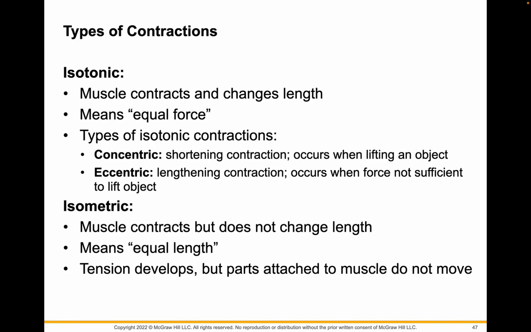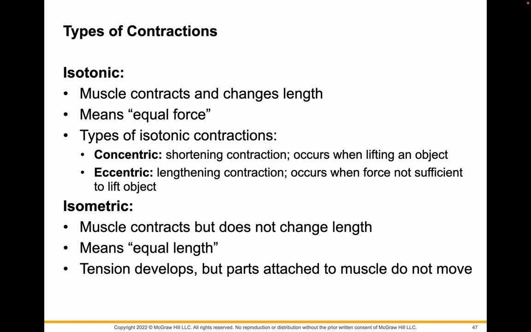And the last thing we're going to learn in this lecture is types of contractions. There are isotonic contractions and isometric. We've seen iso before, it means same. Isotonic means same force, this means same length. This one's easier for me to remember for some reason. I use a meter stick, or metric means length. So if the muscle is contracting but it doesn't change length, it is an isometric contraction. And so the tension is developing but the muscles aren't moving and the bones aren't moving.